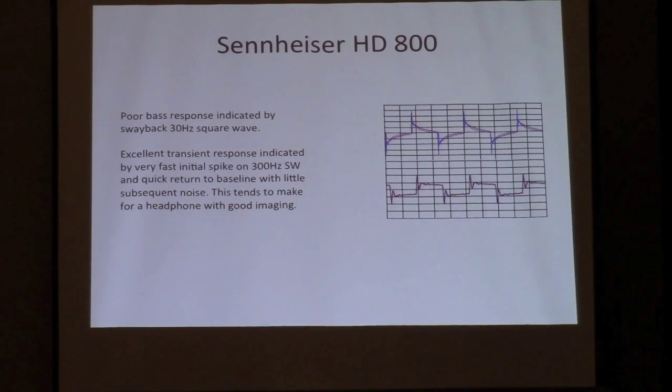All right, so now we're going to take a quick look at some headphones and their square wave response. This is the Sennheiser HD800. The top plot is the 30 hertz square wave, and the bottom one is a 300 hertz square wave. So this one's much higher frequency than that one. And you can see the Sennheiser HD800, if you remember from earlier on, had a long, sort of gently rolling off bass, and that's what this is.